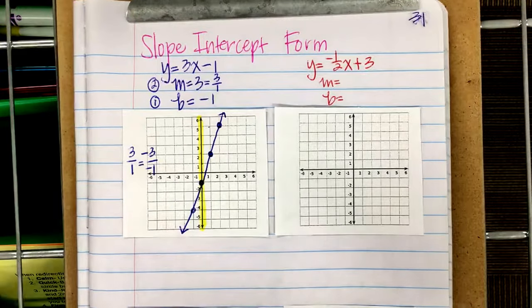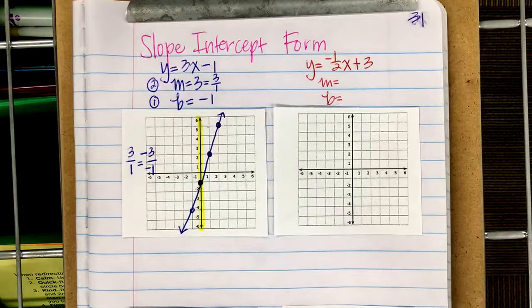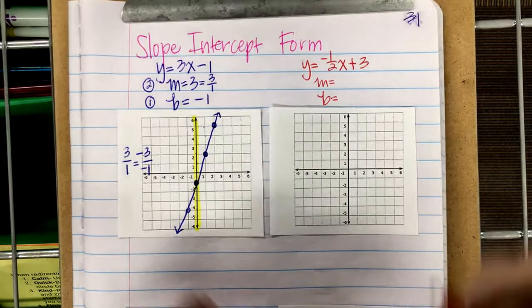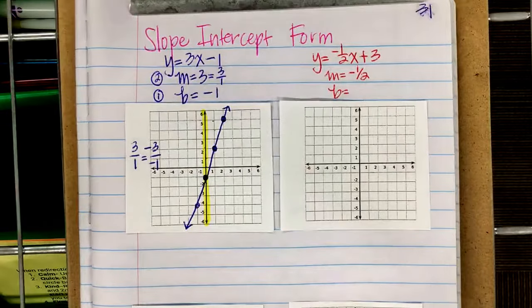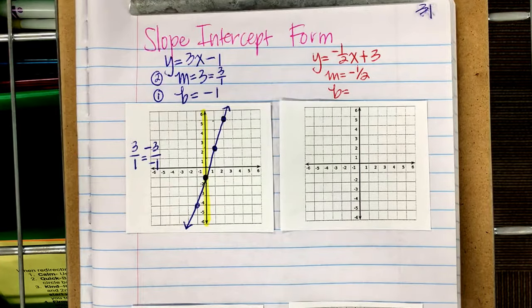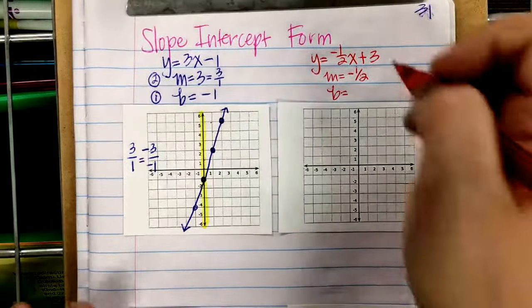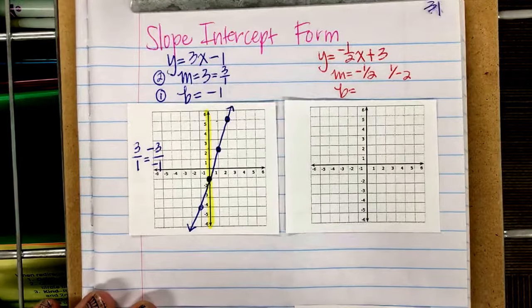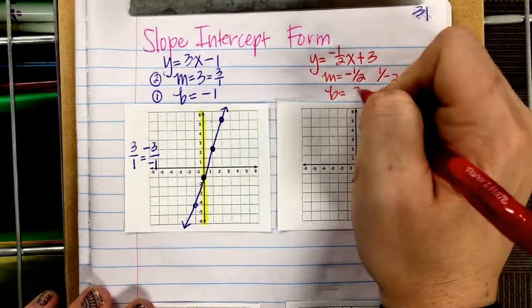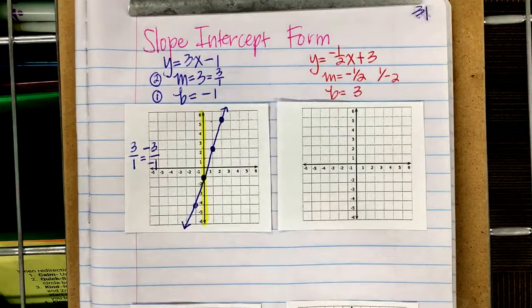What is the slope? 1 over 2. What else could you say? 1 over -2, both work. And what's your intercept? 3. +3. I don't have to put the plus. I can just put 3.